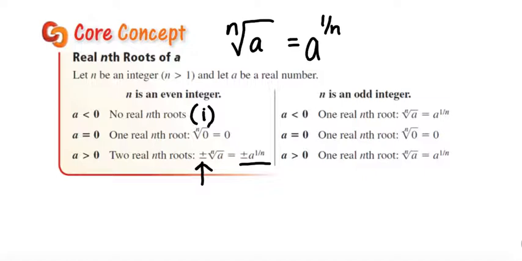Now it says if the number outside the radical is odd, if a is less than 0, it has one answer. If a equals 0, it has one real answer, which is 0. If a is greater than 0, then it only has one real answer. So the big key and the big thing you have to worry about is if the root you're taking is even, you'll have to put a positive and a negative in front of it. Also, if your root is even, if the number inside is not a positive number, it's going to be an imaginary solution.